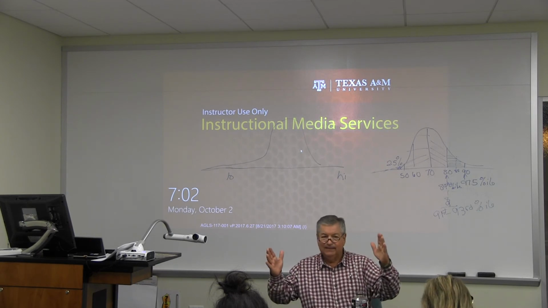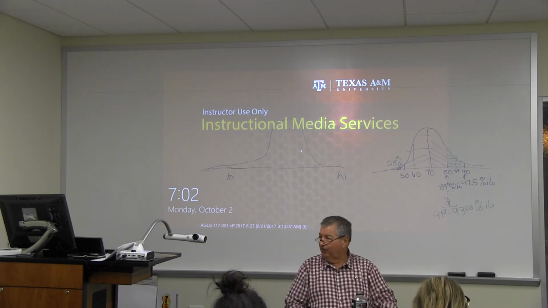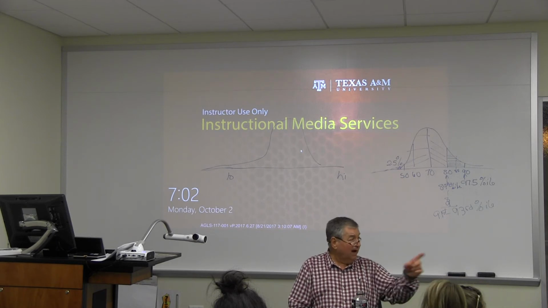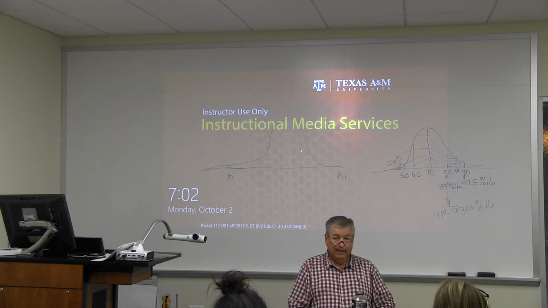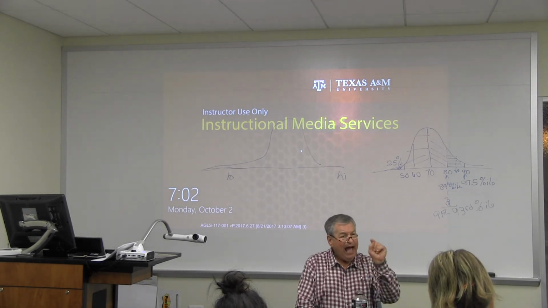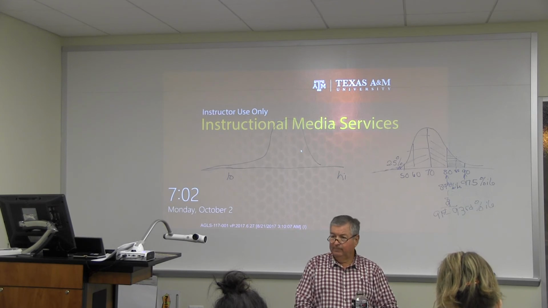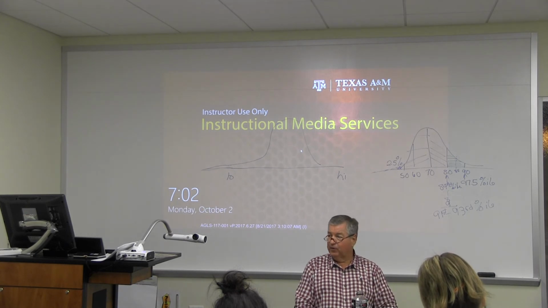What is that buffer called? It's called a confidence interval. I am confident. How confident do we want to be? Pretty darn. If you're the barker in the midway, how confident do you want to be? 95%.